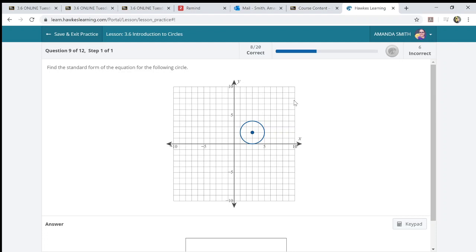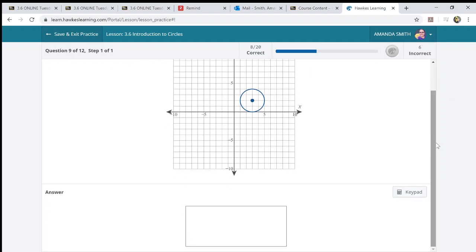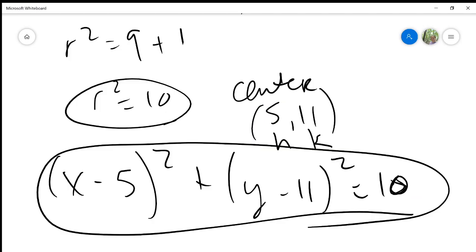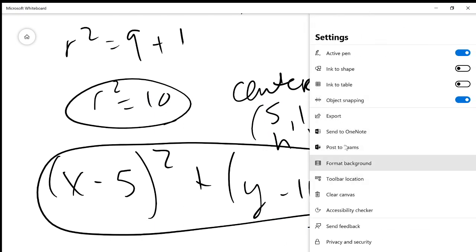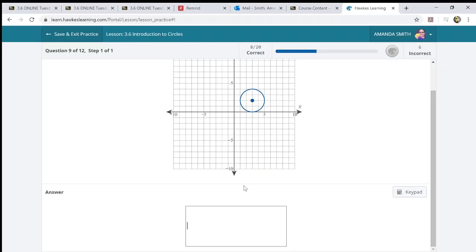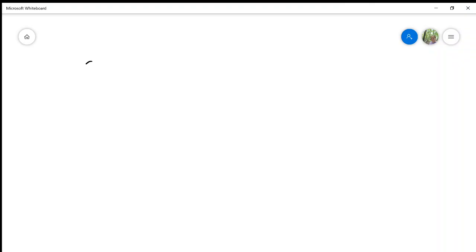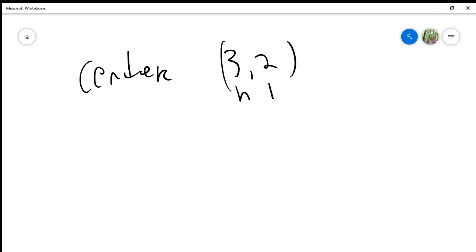The question says to find the standard form of the equation of the following circle, and this time it's given you the circle and a picture. So what we have to do is look at this picture and find the center, and then count over to find the radius. Let me get to my whiteboard here so that I can write this down for you. Looking at this picture, first things first is I want to find the center. So I start at the origin and I go over 1, 2, 3, and I go up 1, 2. So my center is 3, 2. So I can write that down. Center is 3, 2. And this, of course, is h, and this is k.